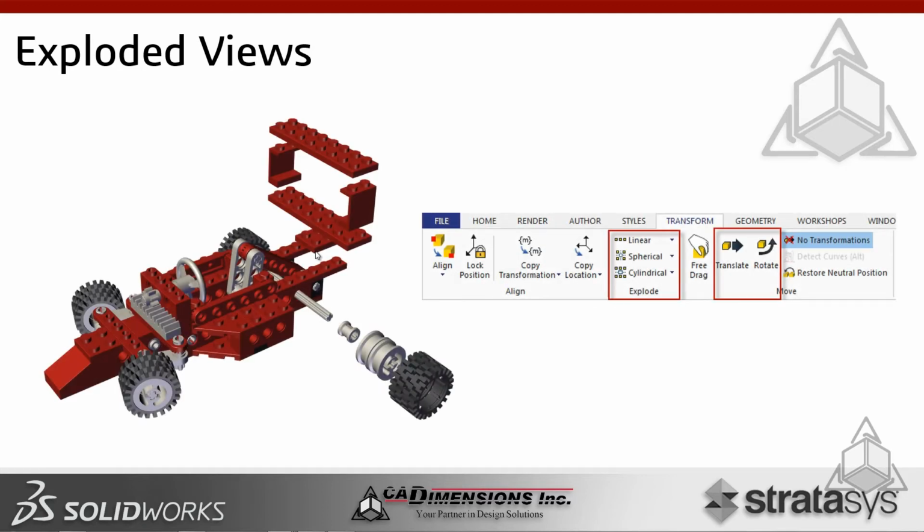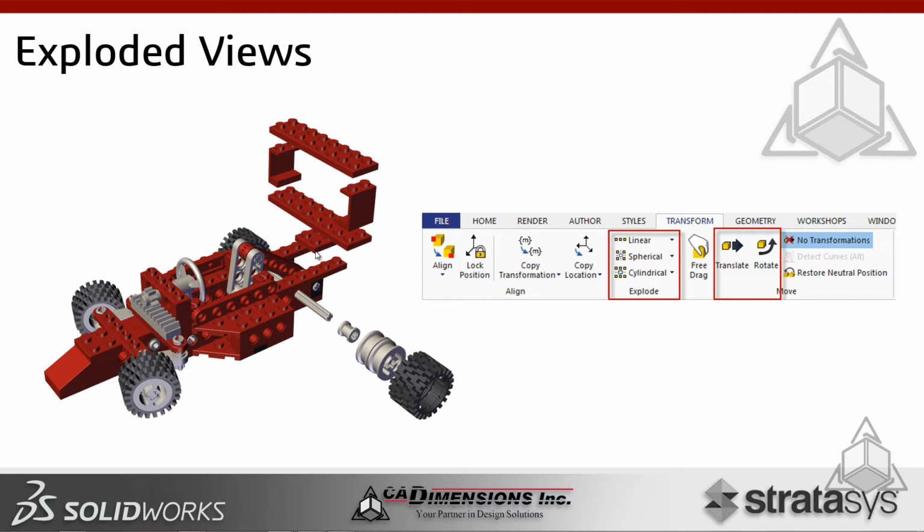So now let's talk about exploded views. We actually have a transform tab in the ribbon bar for creating exploded views. Some of them being linear, spherical, and cylindrical. Linear works very much like the explode inside of SOLIDWORKS, the auto space components when dragged. So you drag them out and then it automatically spaces them. That's what a linear does.